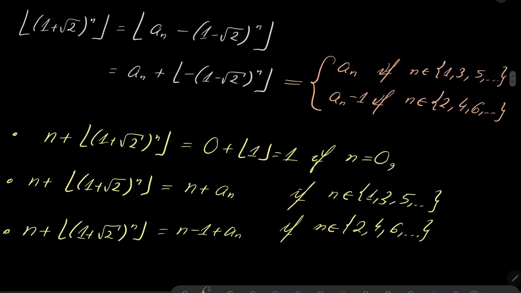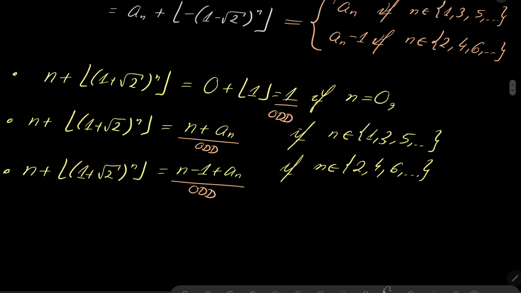And notice that in every case our result is odd, because in this case we have an odd number plus an even number, so this is odd. Then once again, in this case, n is even, so n minus 1 is odd. Odd number plus an even number is also odd. In every case, our result is odd, so this really closes our problem. And that closes my solution.